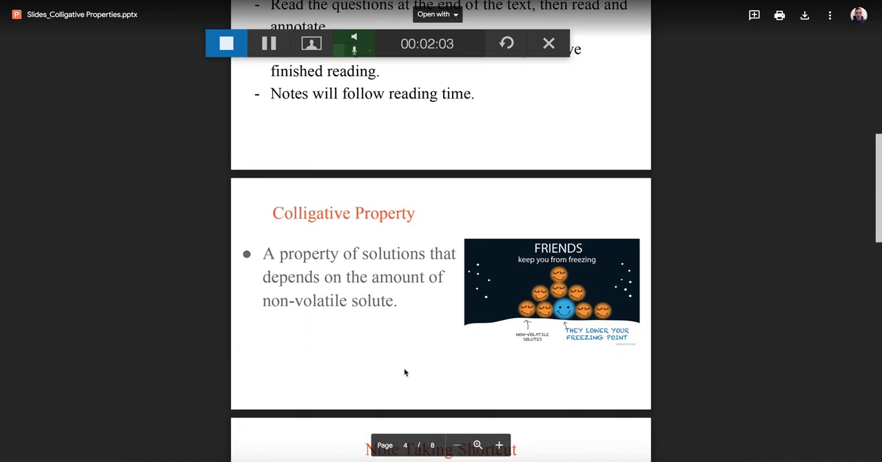A colligative property is a property of a solution that depends on how much solute is in it. And this non-volatile solute, that just means that it's not causing a reaction. It's not volatile, it is not reacting with anything, it is stable. So when we add a stable solute, like salt, to a solvent, like water, colligative properties are the properties that change.